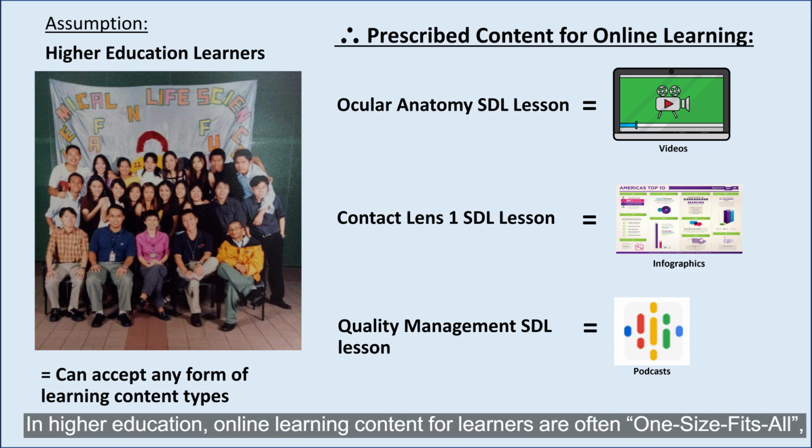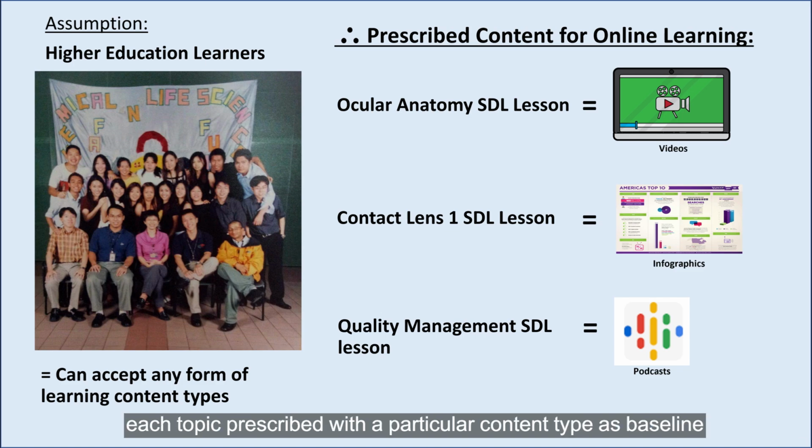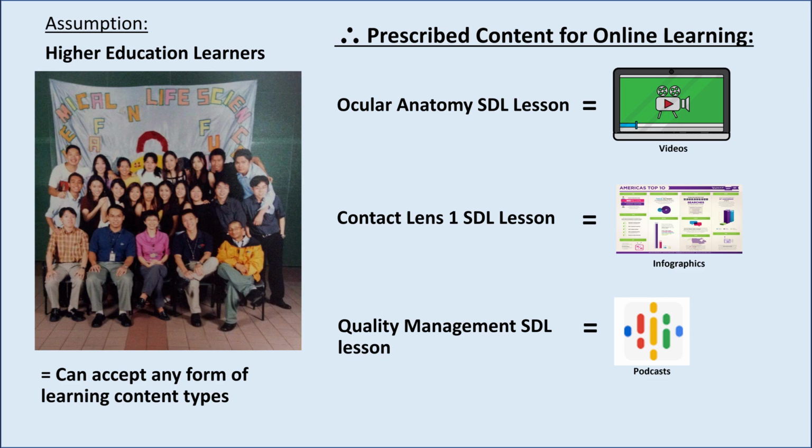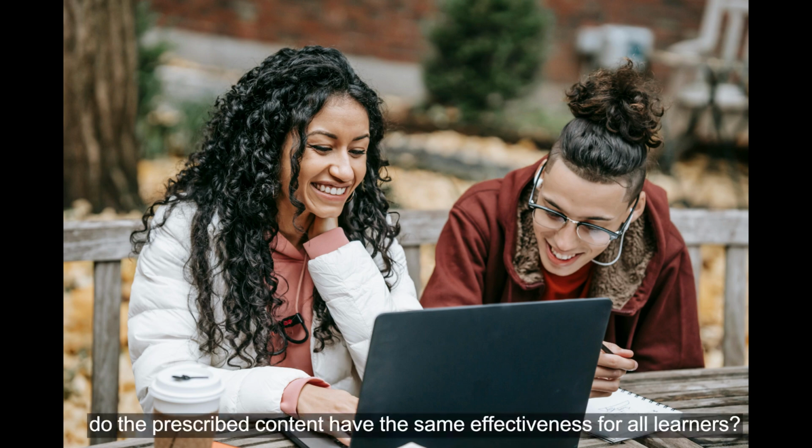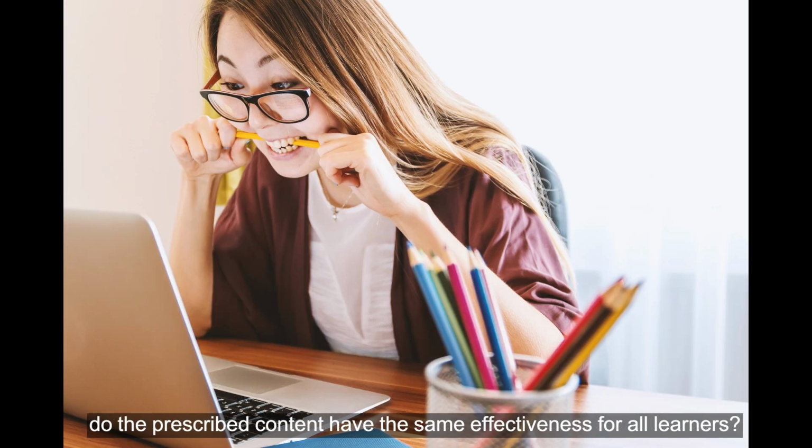In higher education, online learning content for learners are often one-size-fits-all, each topic prescribed with a particular content type as baseline. While it is assumed that the learners can accept the different online content types, do the prescribed content have the same effectiveness for all learners?